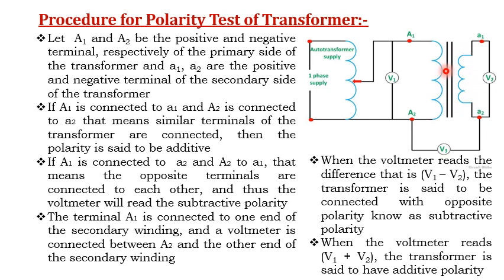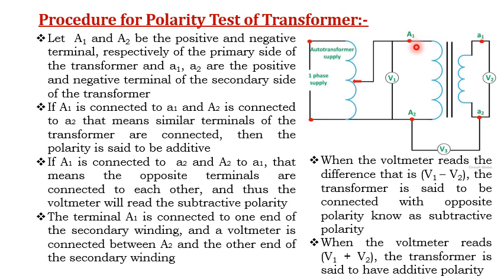Since this is a step down transformer, it consists of both the windings, primary winding as well as secondary winding. The primary winding is connected to the voltmeter, which measures the terminal voltage of the primary winding. Similarly, there is one more voltmeter, that is V2, which is connected across the secondary winding and measures the terminal voltage of the secondary winding.